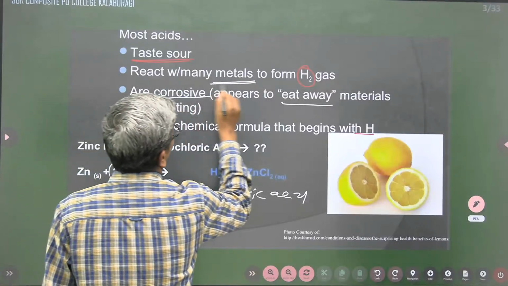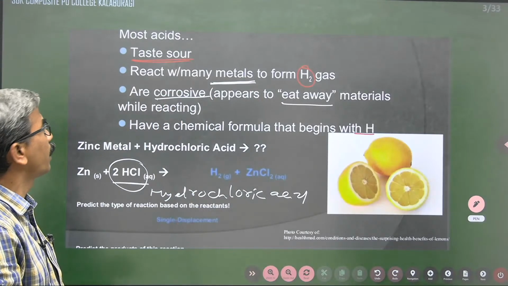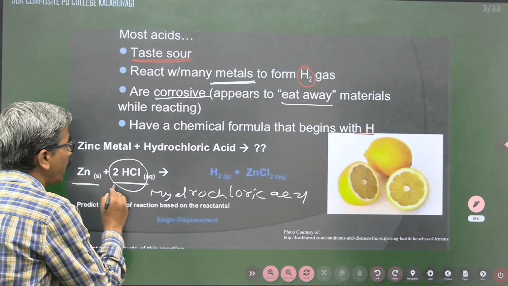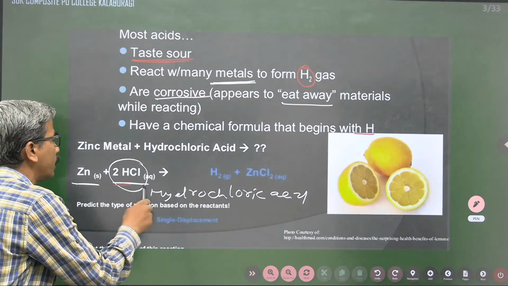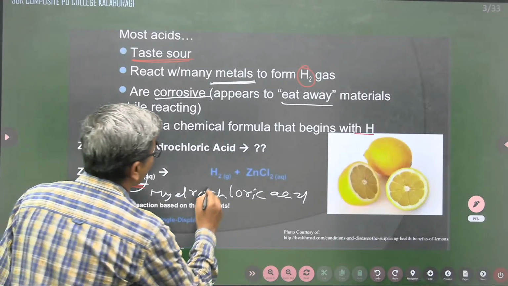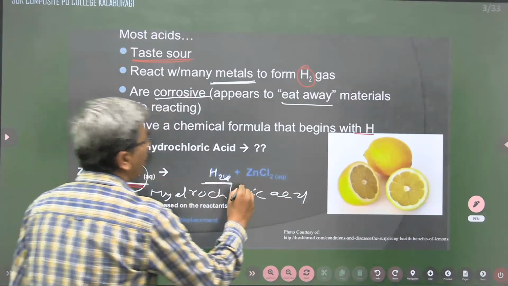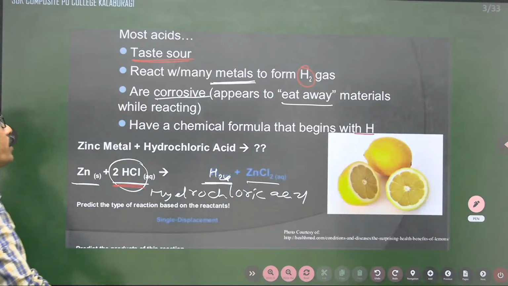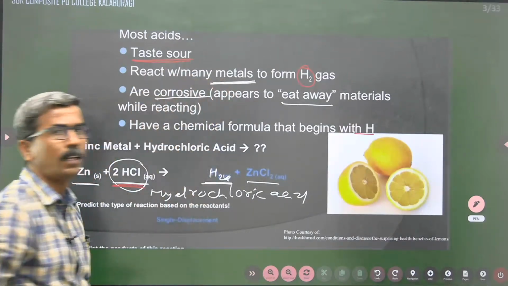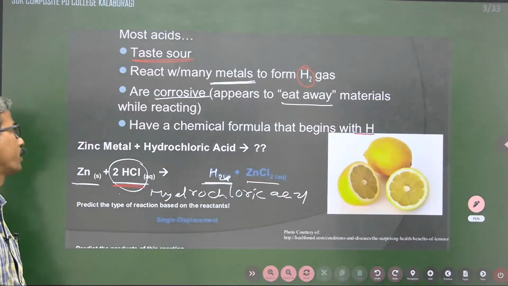Suppose I go with the second property: metals react with your acids and produce hydrogen gas. You can see here I have taken zinc metal. When it is made to react with hydrochloric acid, you can see this is going to liberate hydrogen gas and form zinc chloride. As I have already said, one property of acids is that most of them react with metals and produce hydrogen gas. I illustrated it here with an example.